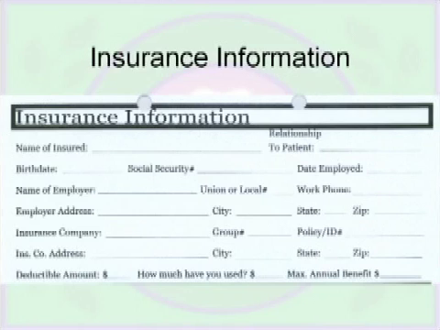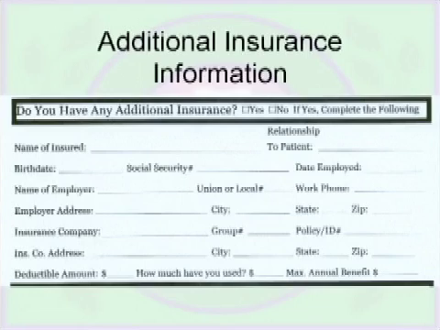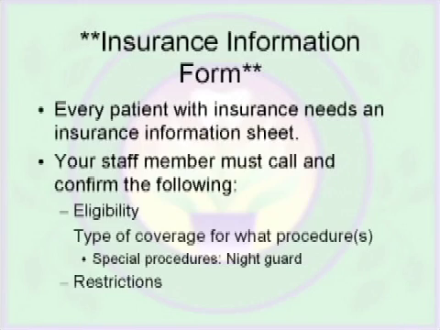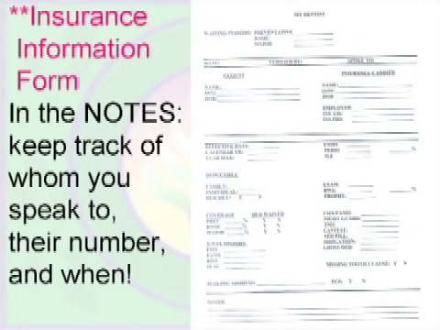Here's the part that I hate the most, but unfortunately we deal with. It gives you the information for your insurance. And we have additional information if you have another insurance, and all that information goes in there. But every patient with insurance needs an insurance information sheet. Your staff member shall call and confirm the following information: eligibility, type of coverage, etc. And this is a form that we really like because it gives us a quick verification.